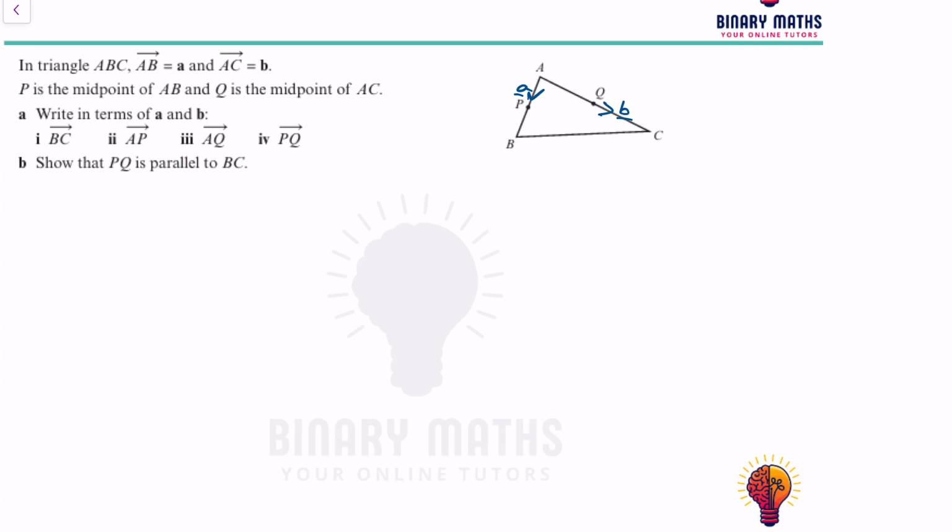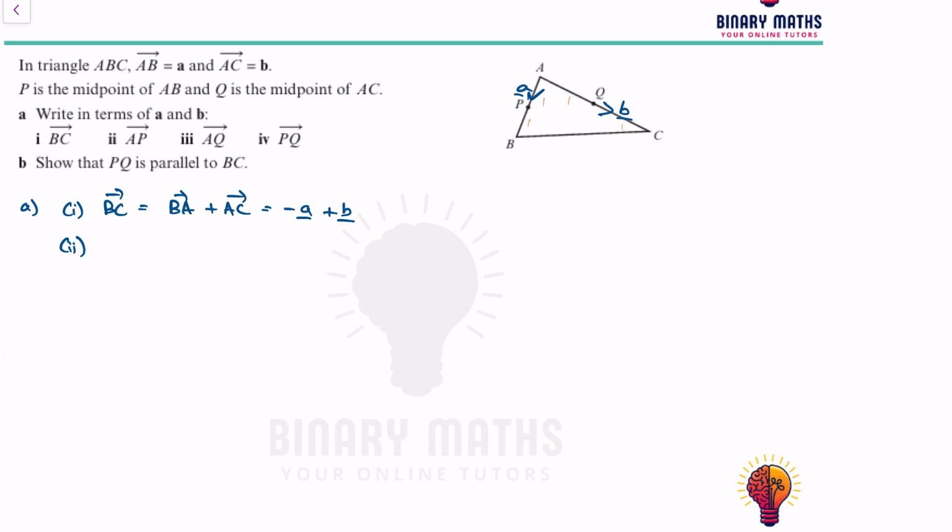P is the midpoint of A to B, so that means the ratio is 1 to 1. And Q is the midpoint of A to C, so 1 to 1 again. Write in terms of A and B first. Part 1, work out B to C. So B to C is just B to A plus A to C. B to A is minus A, and A to C is just B.